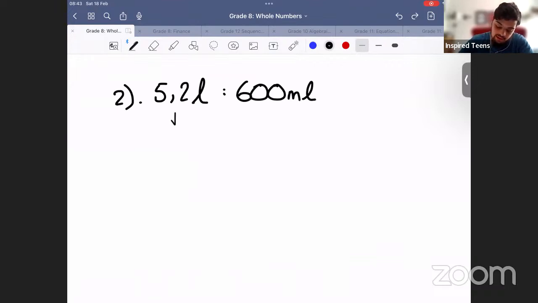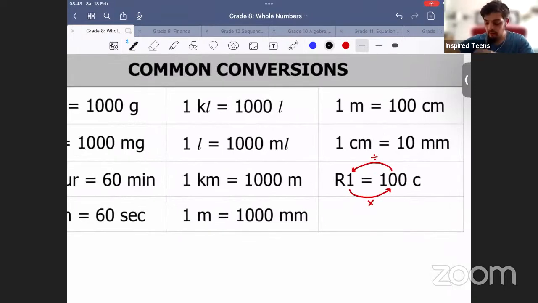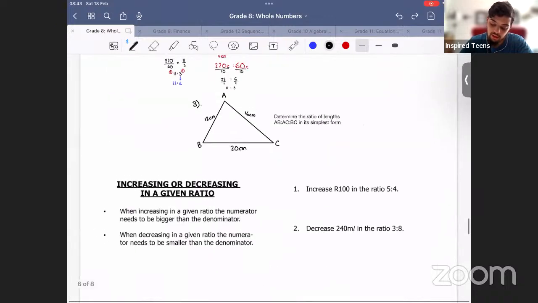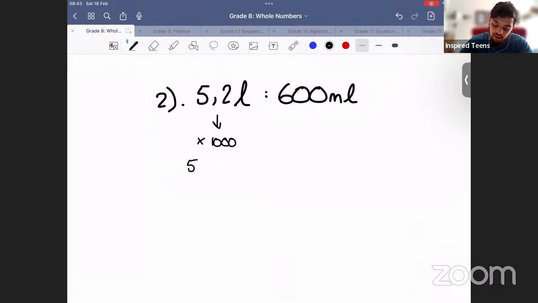Okay, so let's do this. Let us convert this guy to milliliters. So let's look at the conversion. For every 1 liter, we have 1,000 milliliters. To go from liters to milliliters, we have to multiply. To go from milliliters to liters, we actually have to divide. In this case, we are going from liters to milliliters, so we need to multiply by 1,000. When we multiply by 1,000, we get 5,200 milliliters is to 600 milliliters.